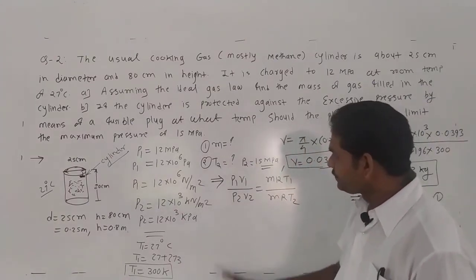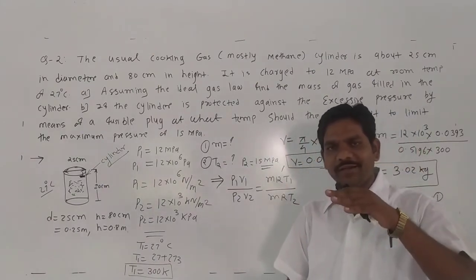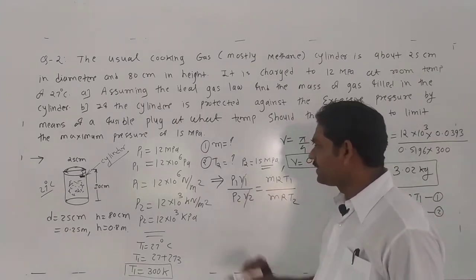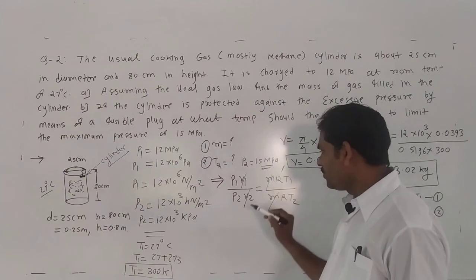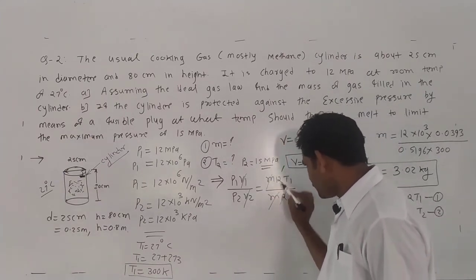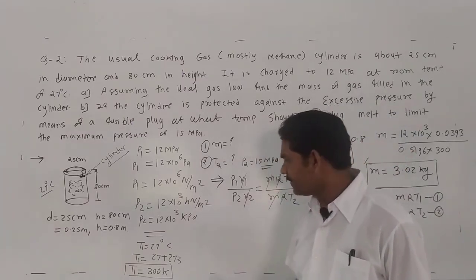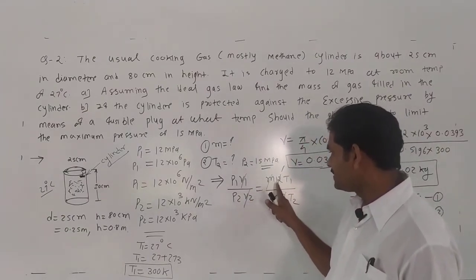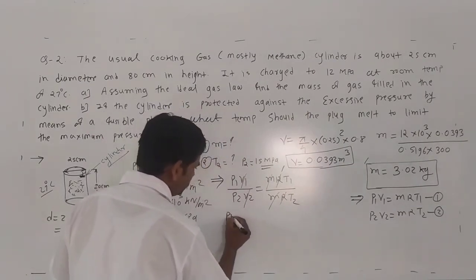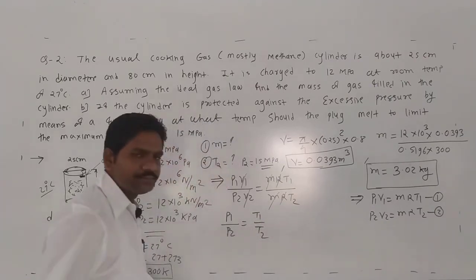Now you see here, the volume remains constant because there is no change in cylinder volume. So this V1 gets canceled. The mass does not change either, mass remains constant, so m is also canceled. This gas constant R also remains the same, so this R is also canceled. So how many variables are canceled? Volume, mass and gas constant. So what is remaining? The remaining is P1 upon P2 is equal to T1 upon T2.